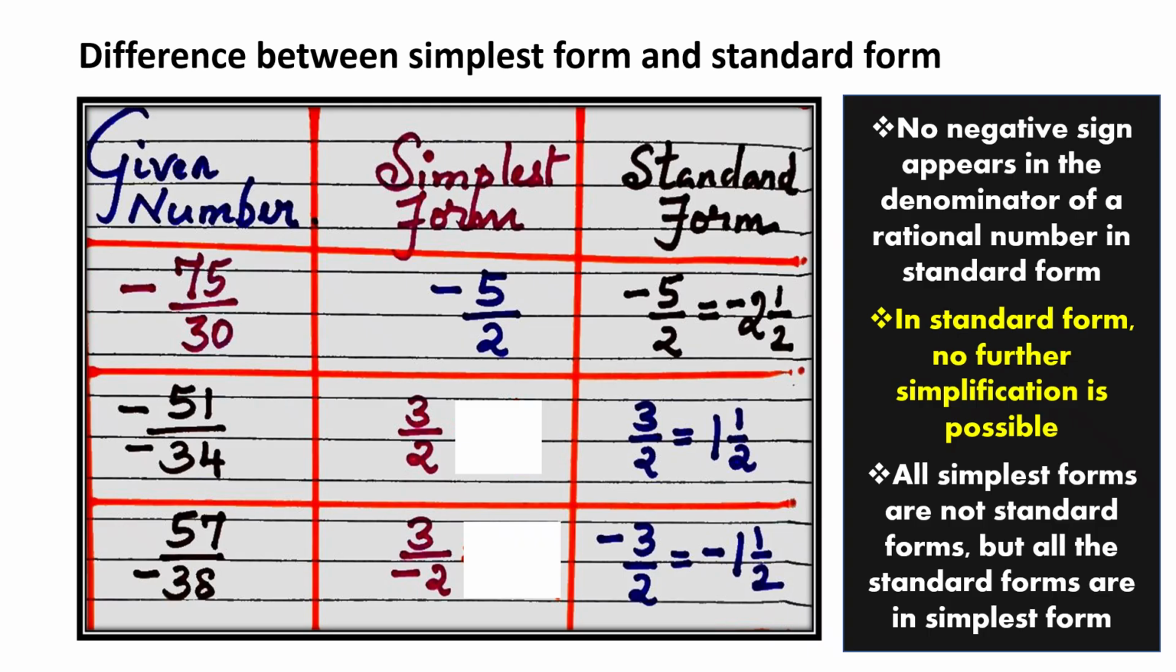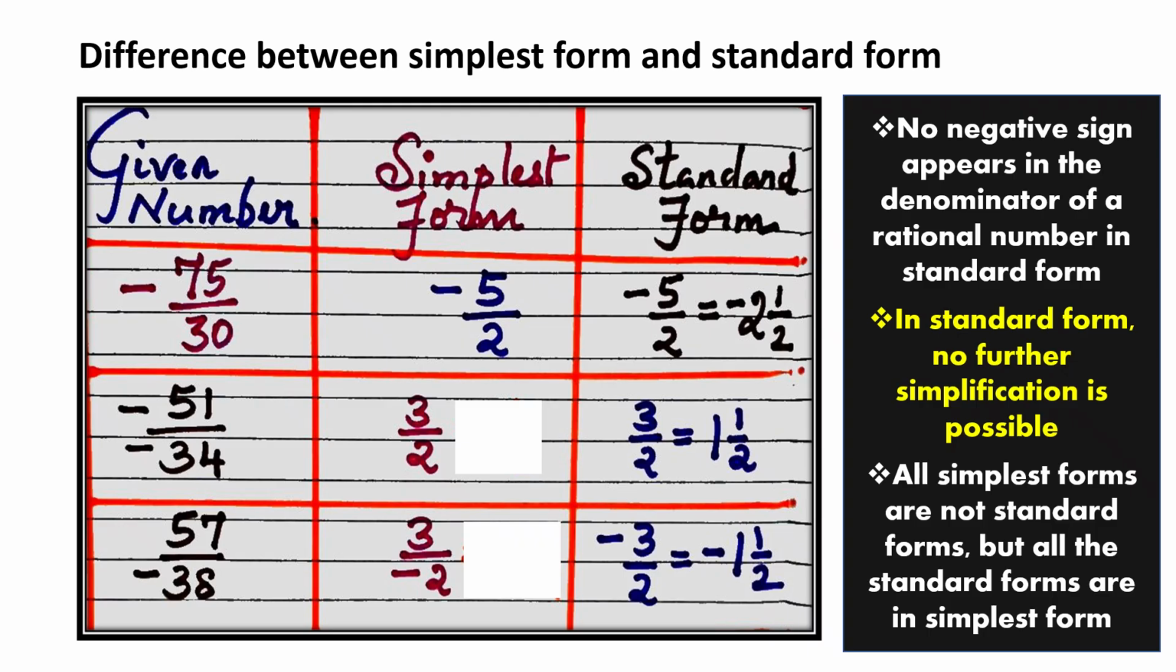Is it in the standard form? No, because it is an improper negative fraction. Though the numerator alone is negative, we need to express it in the mixed form as -2 1/2. So, standard form is one more step ahead of the simplest form, where we check whether the numerator is negative if the rational number is negative.